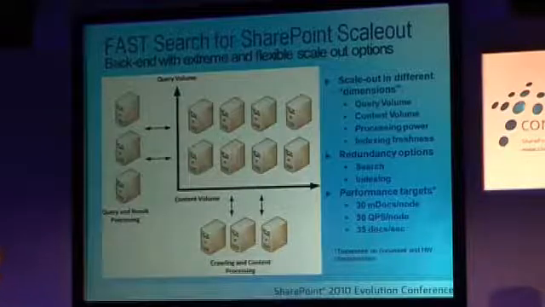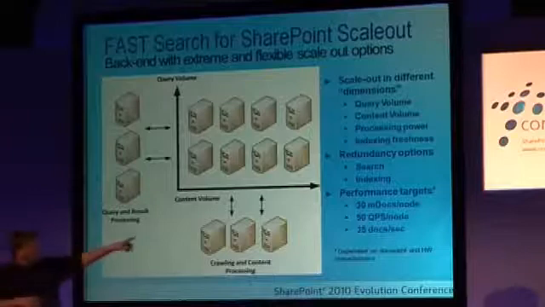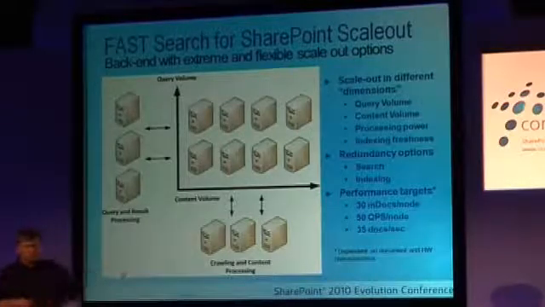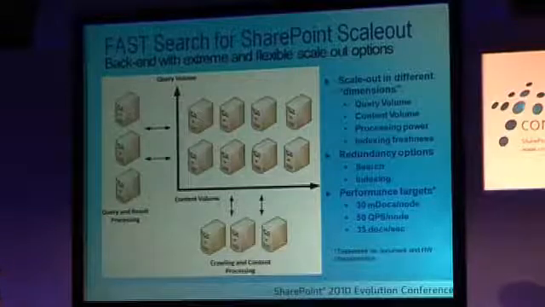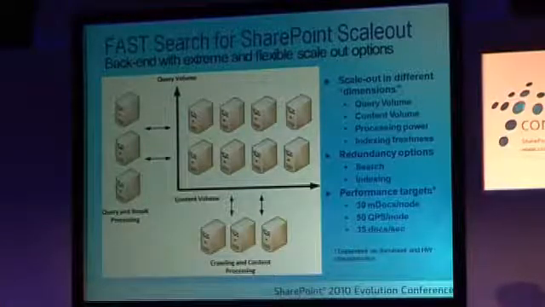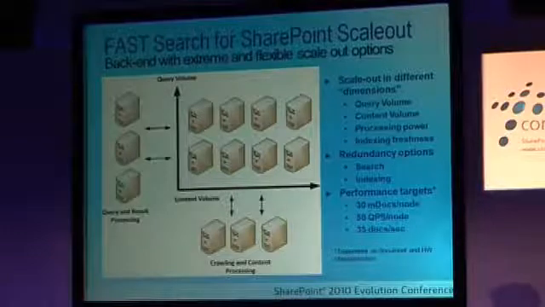Talking about the region of speed for processing, we're looking at things like 30 million documents per node for storage, in terms of the amount of content that we host, 50 queries per second per node, and 35 documents per second indexing time.